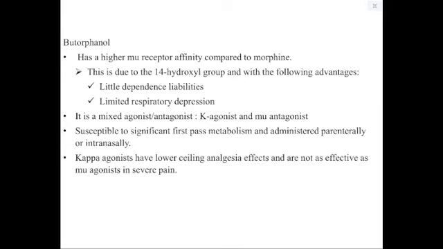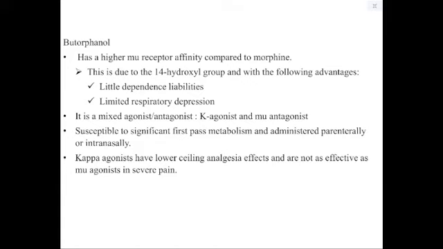When a drug binds a mu receptor, it can give you optimal agonist activity. It is susceptible to significant first-pass metabolism, and it is administered parenterally or intranasally. It does have the hydroxyl group at position number 14. It has a hydroxyl group at position number 3, so it can undergo first-pass metabolism. Kappa agonists have lower ceiling analgesic effects and are not as effective as mu agonists in severe pain. So, like this, we are saying it binds the kappa as an agonist and binds the mu as an antagonist, but it still has, it's good to understand, a higher mu receptor affinity compared to morphine.